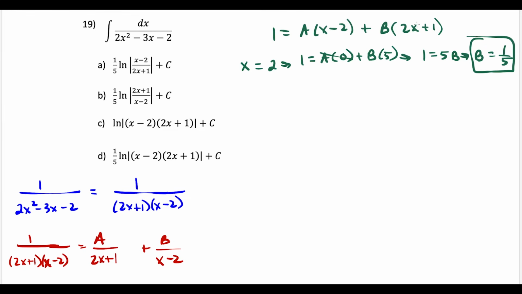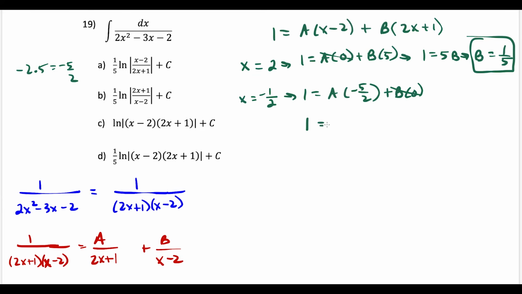If you were to set this factor equal to 0, x equals negative half would make this equal 0. So the next test value I'm plugging in is x equals negative half. And I'm going to have 1 equals a times, and if I do negative half minus 2, negative half minus 2 is negative 2.5, which is the same thing as negative 5 over 2. So I'd have a times negative 5 over 2 plus b times, if we plug in x equals negative half, we're going to get 0 here. So this cancels out, and now this is going to give us the resulting equation.